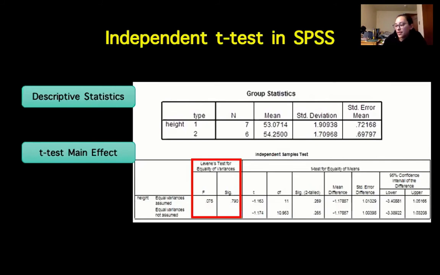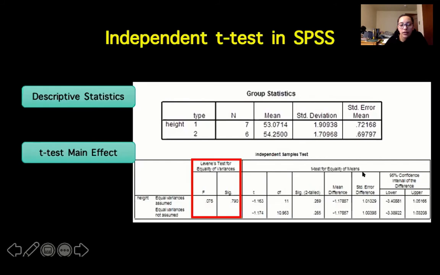This test, I guess, we're looking at comparisons of height between 2 different types of people, I'm assuming. Okay. For our first group, we have 7 people. Second group, we collected 6 people. We have the means of each of those groups, the standard deviations, and the standard error of the mean.